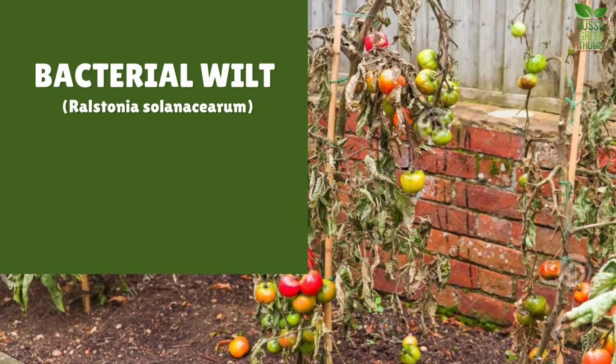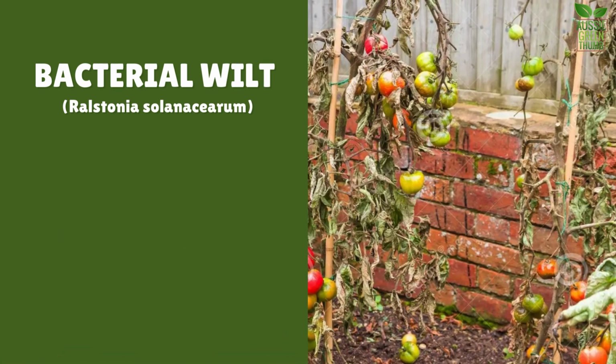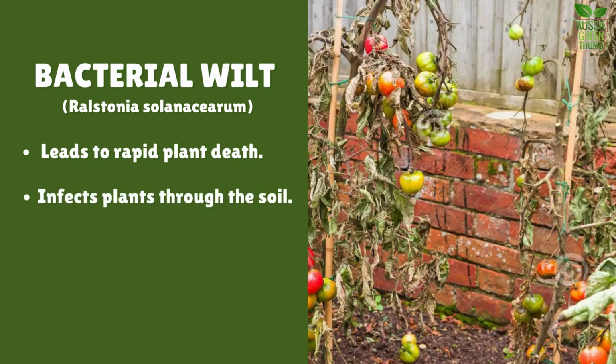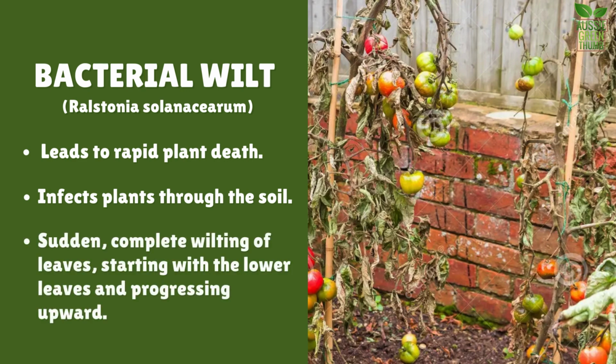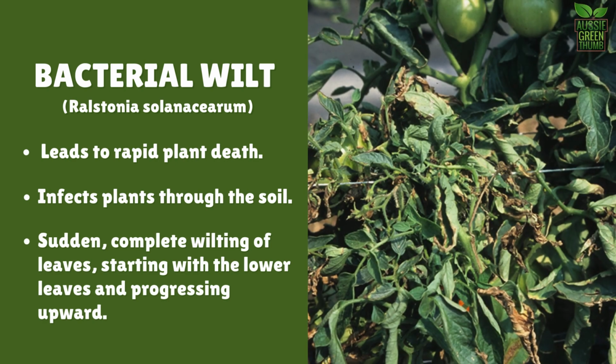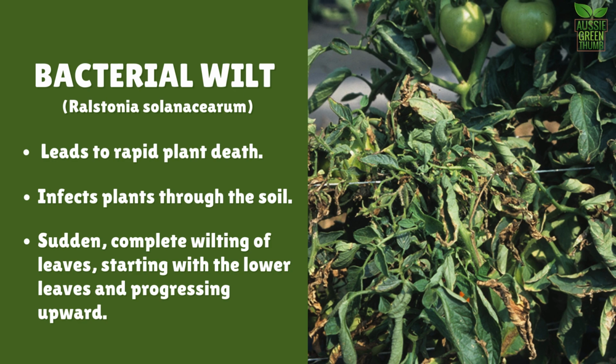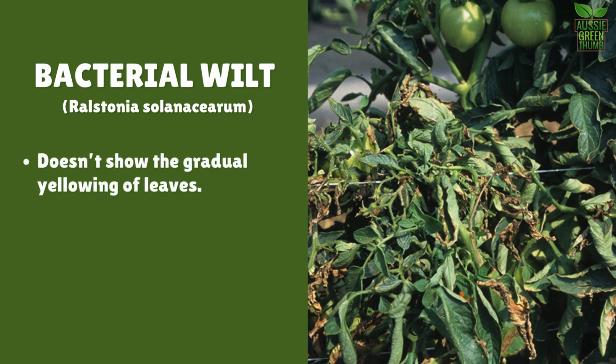Bacterial wilt can be devastating for tomato plants, often leading to rapid plant death, making it far more serious than some other diseases. It infects plants through the soil and can cause sudden, complete wilting of leaves, starting with the lower leaves and progressing upward.